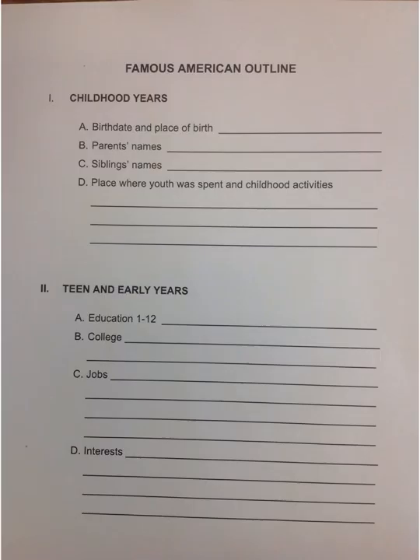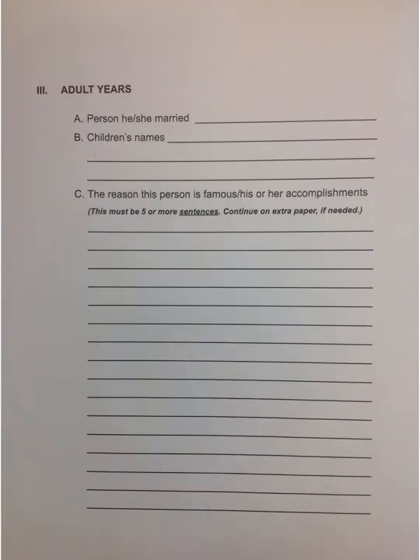You're going to write your rough draft using the information from your outline. Your rough draft should be in the same order as your outline. What I mean by that is that if you notice, we have childhood years, we have teen and early years, and we have the adult years. In each of these sections, you're going to take the information and write it into a paragraph.